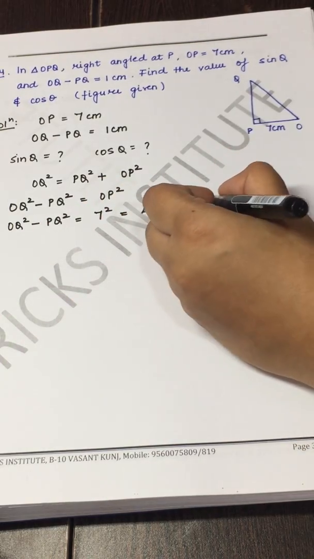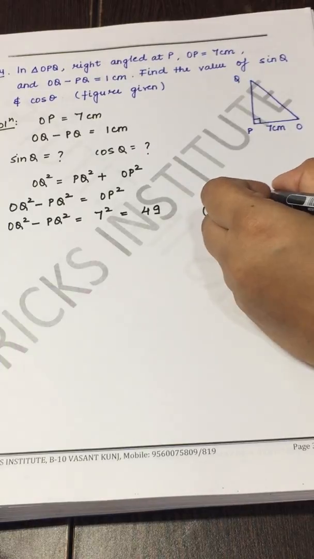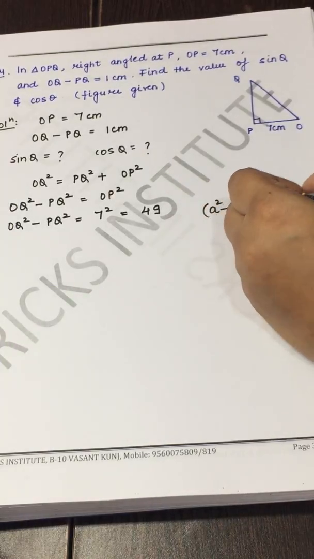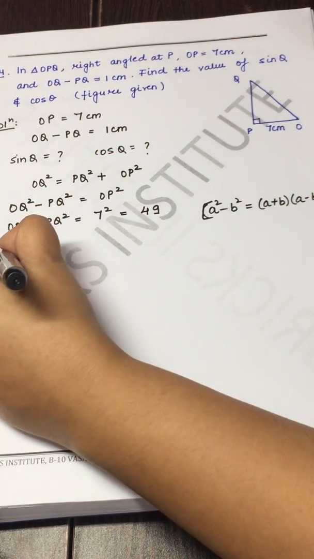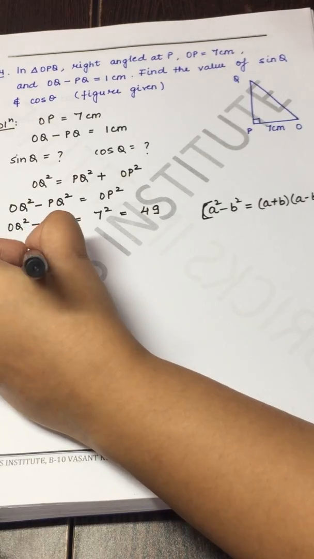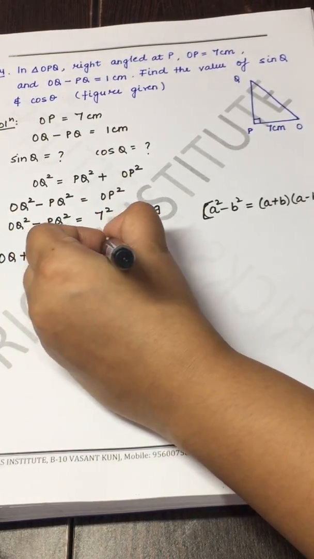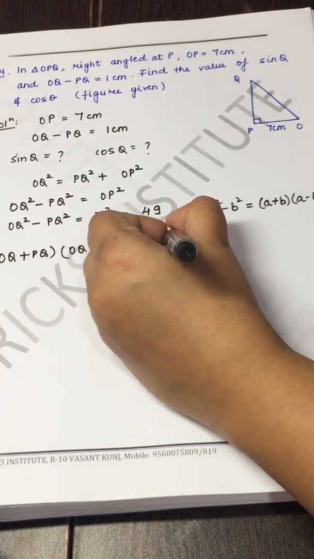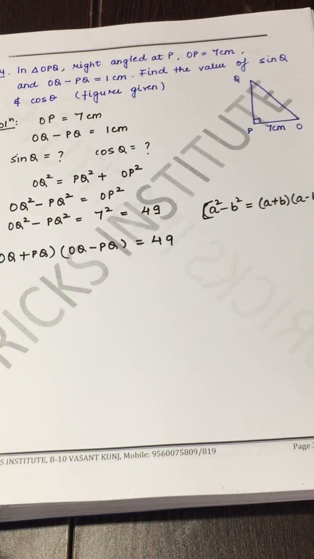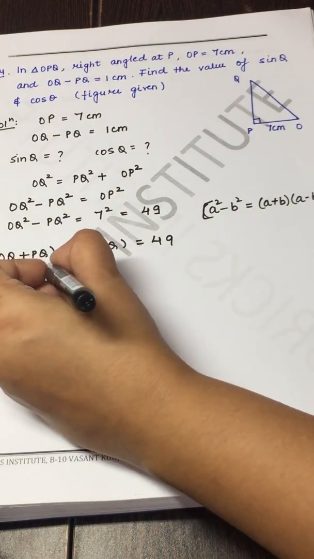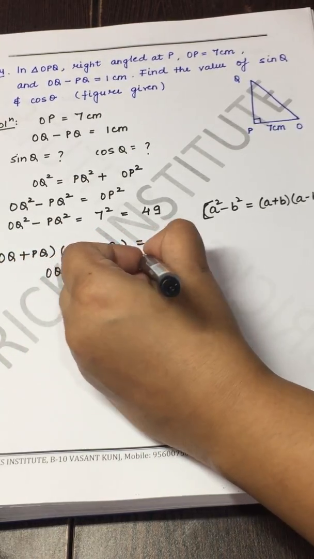We know an identity which is A square minus B square is equal to A plus B into A minus B. Let's apply this identity here. So this will be OQ plus PQ, OQ minus PQ is equal to 49. And we know it's given OQ minus PQ is 1 centimeter. So when we substitute, we are only left with OQ plus PQ is equal to 49.